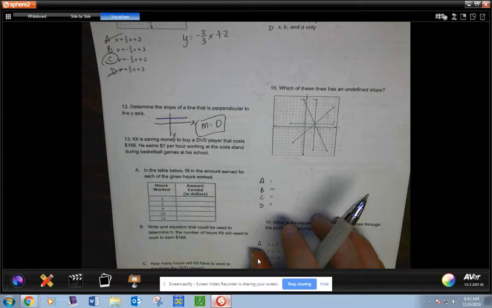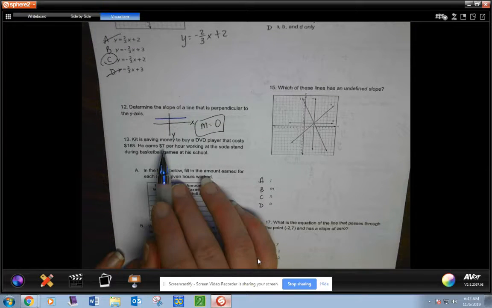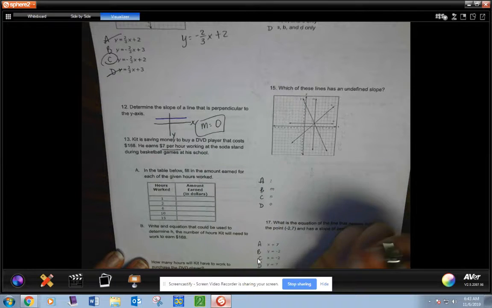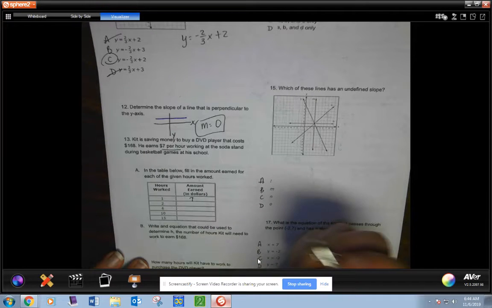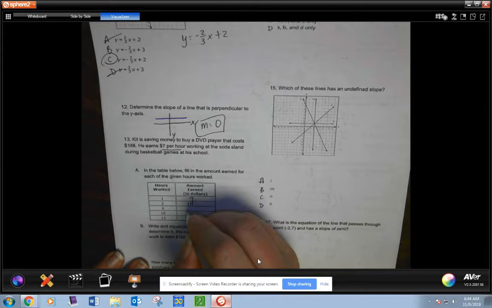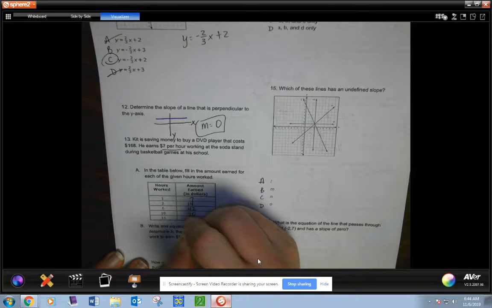Okay, Kit is saving money to buy a DVD player that cost $168. He earns $7 per hour working at the soda stand during basketball games at his school. In the table below, fill in the amount earned for each of the given hours worked. Okay, so we know he gets $7 per hour. Well, if he works 1 hour, that means he gets $7. If he works 2 hours, he gets 14. If he works 6 hours, so 6 times 7 is 42. If he works 10 hours, he's going to be getting 70. And if he works 15 hours, he gets 105.